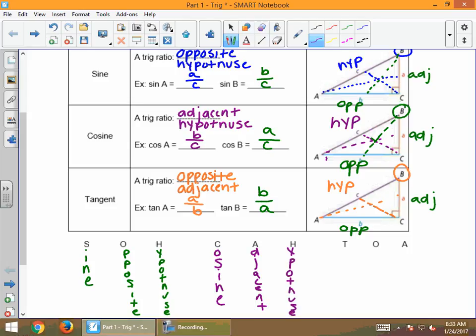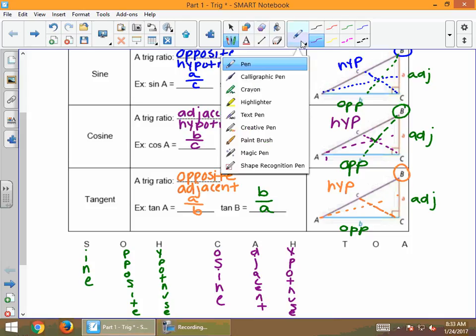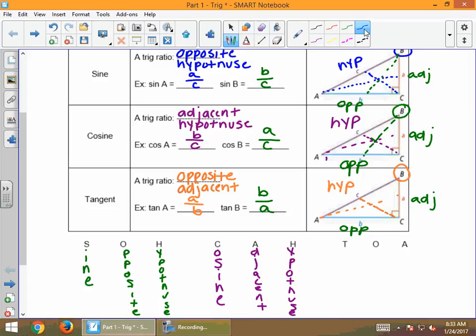And then if we look at tangent, the ratio for tangent is opposite over adjacent. So the T stands for tangent, the O stands for opposite, and the A stands for adjacent. So saying it's going to help you remember those ratios and how they're set up when solving right triangles.